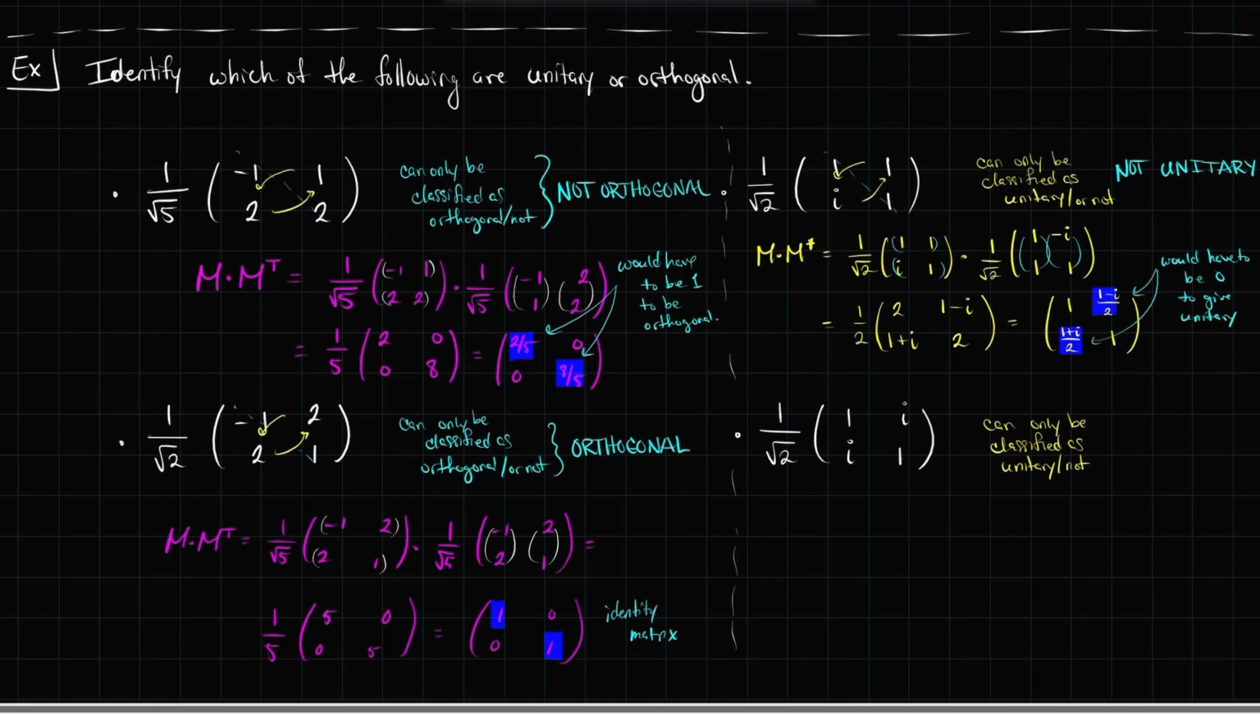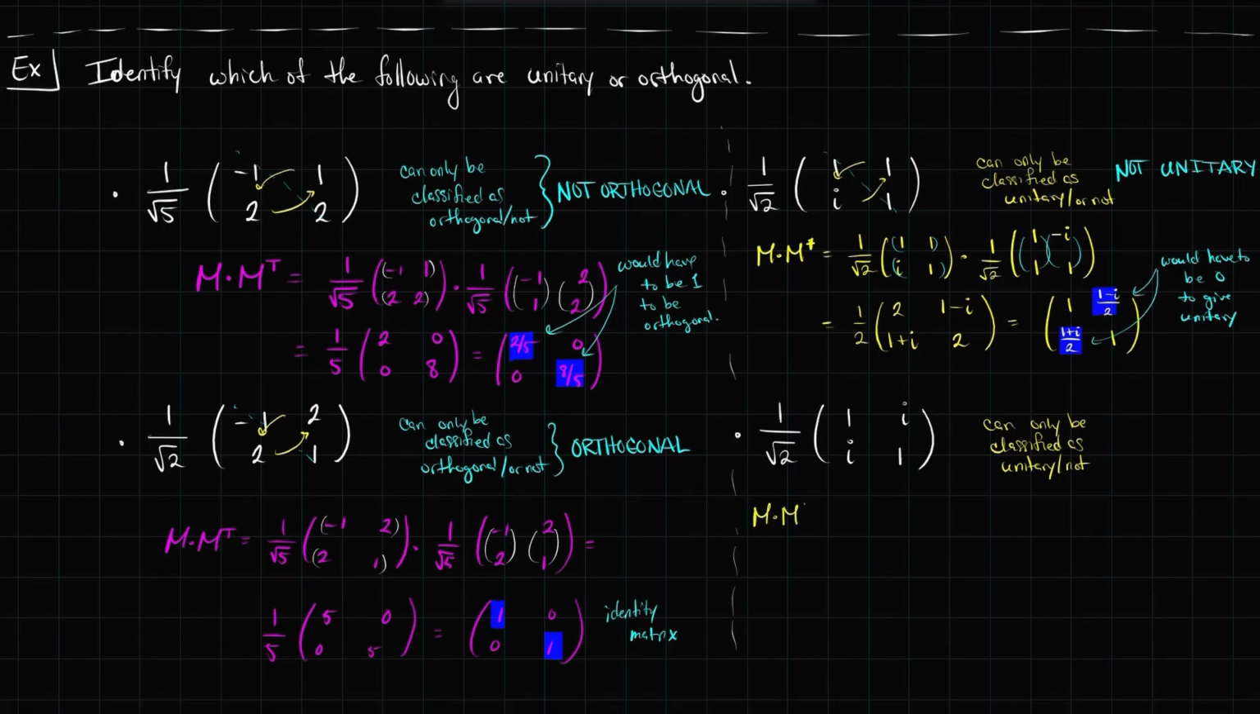In the last case, let's try one more time. M times M adjoint, which is going to be 1 over root 2, 1, i, i, 1, times its adjoint, which is 1 over root 2. I'm taking the transpose, so I'm swapping the two i's around, and then I'm doing a conjugate. So the two i's swap, and I get 1, i, i, and 1. But then I take a conjugate, so I put a minus sign and a minus sign. What is this going to give me? 1/2.